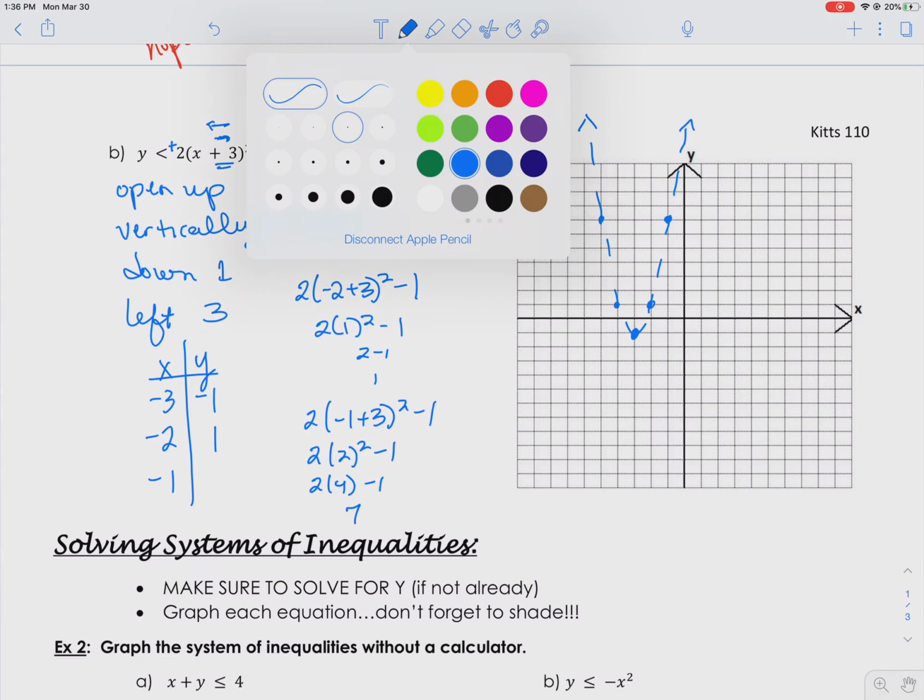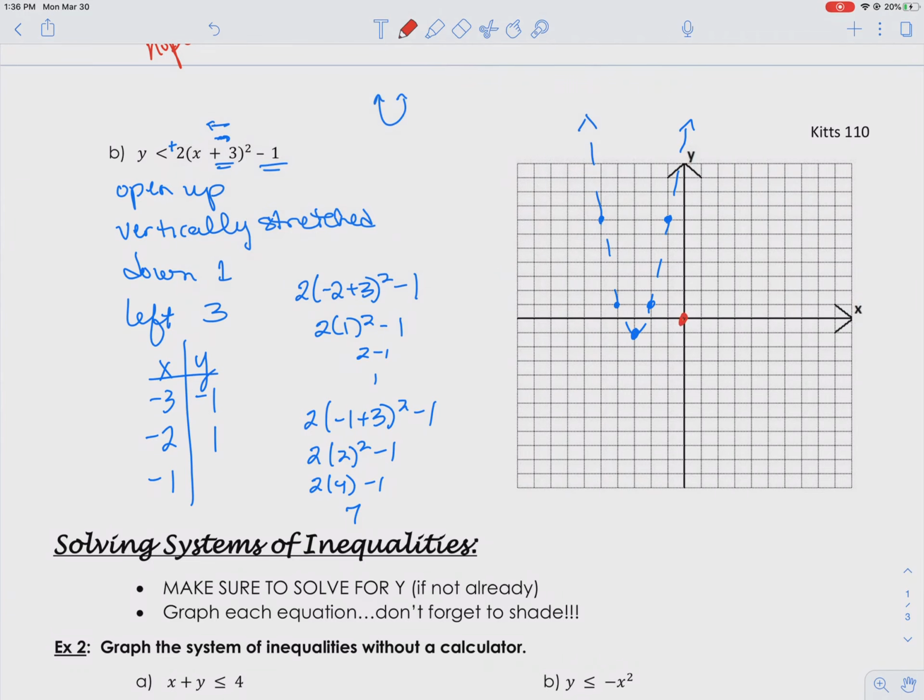And now I'm going to pick a point. Again, I love picking 0, 0. To me, it's the easiest. If I put a 0 here and a 0 here, let's see what I get. I'm going to get 0 is less than 2 times 3 squared minus 1. So that's 2 times 9. So 0 is less than 18 minus 1, so 17. Is 0 smaller than 17?